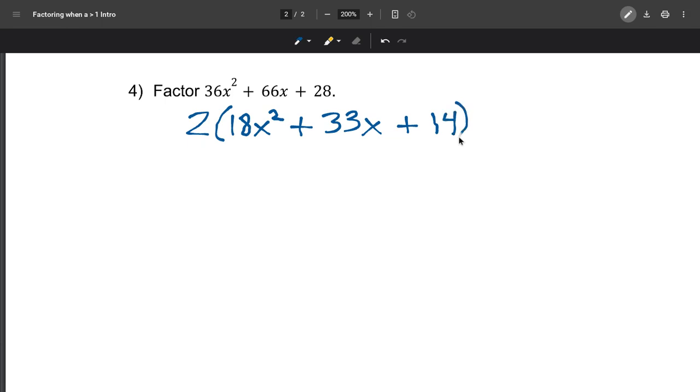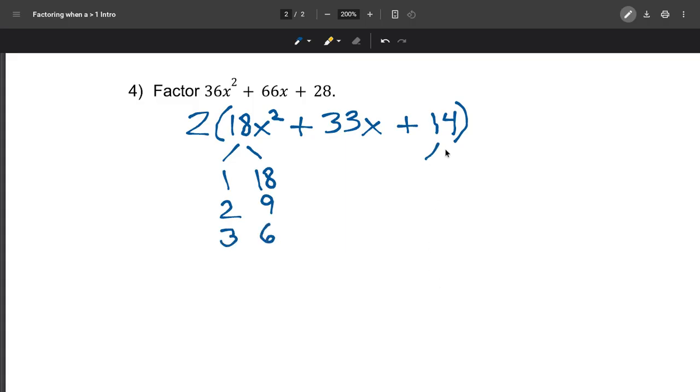Now you look, can I factor anything further out? Well, this is even, this is even, this is odd. So no, we're going to just go from there. And now inside the parentheses, we're going to use the same strategy we used before. So we're going to list the factors of 18. These are positive and positive, so we're just going to focus on positive. So 1 and 18, and 2 and 9, and 3 and 6.